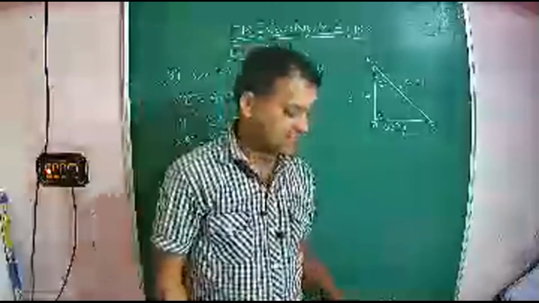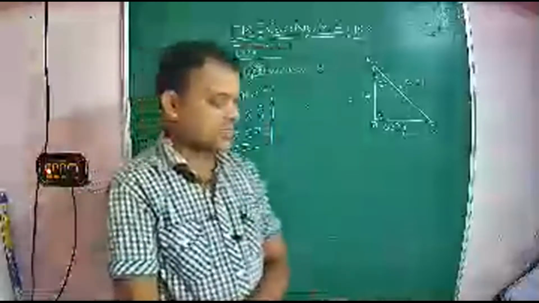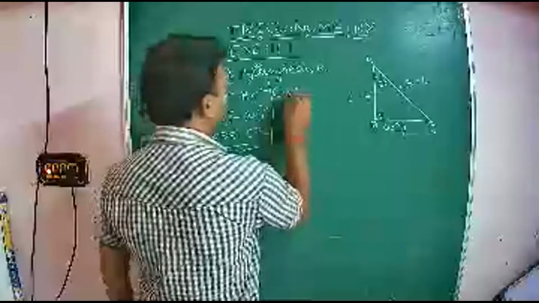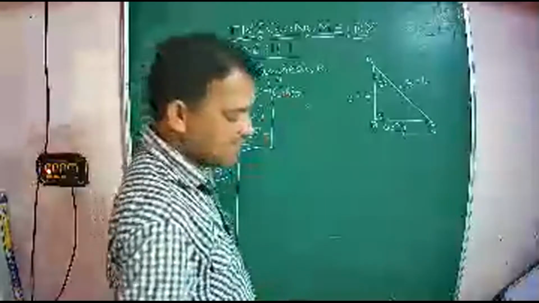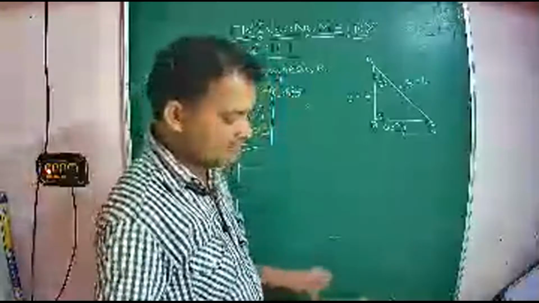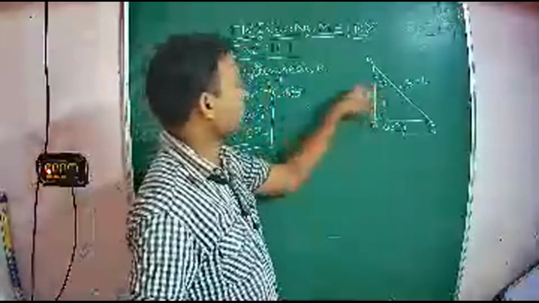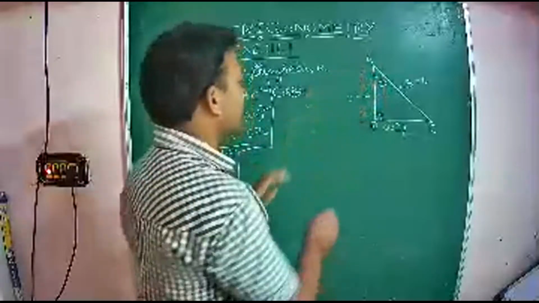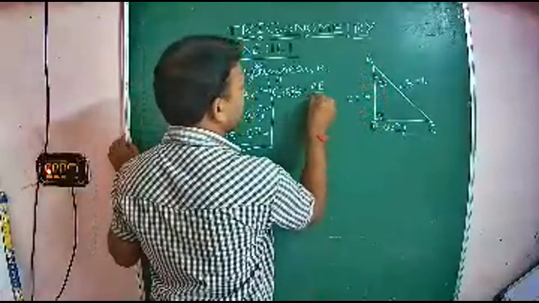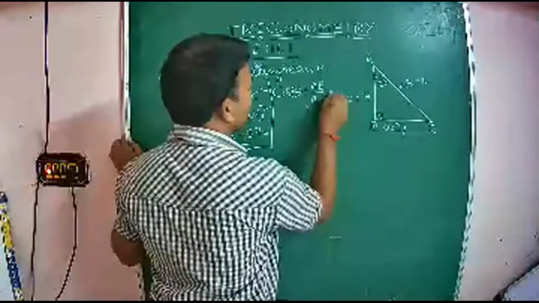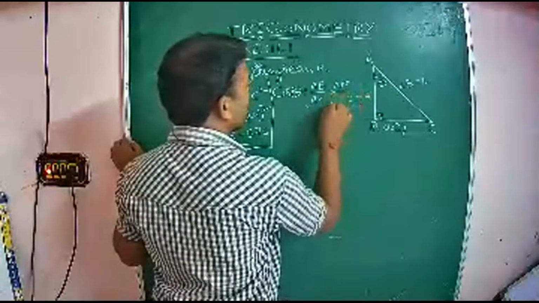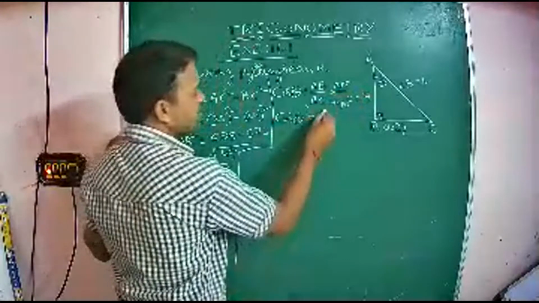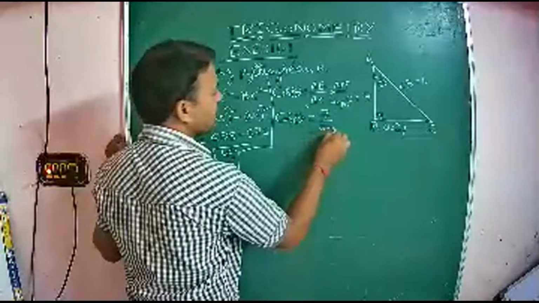Then they ask us to find cos theta and tan theta. Cos theta I want. Cos theta means where it is the acute angle. So at A is the acute angle, which means the adjacent side is AB. So AB by hypotenuse, which is AC. Simply you need to write adjacent side by hypotenuse. So cos theta is equal to AB, which is 7, by hypotenuse, which is 25.